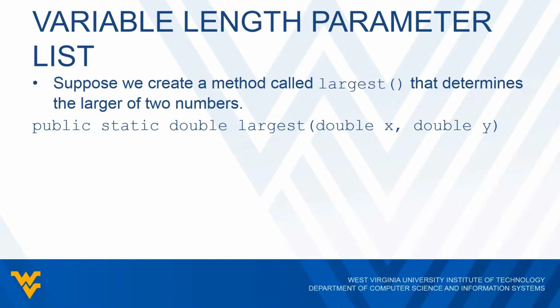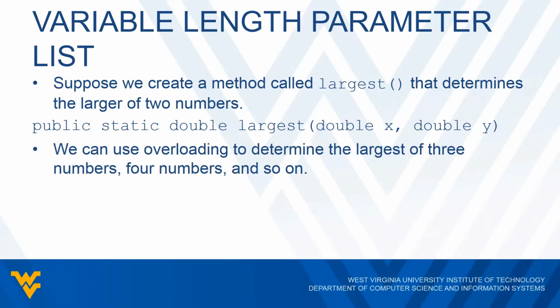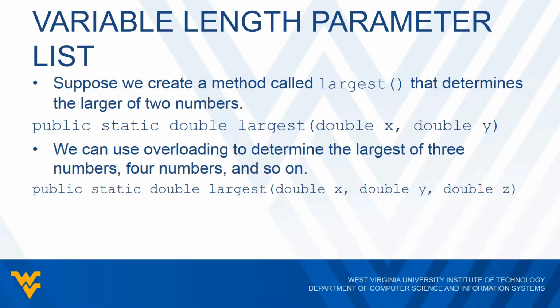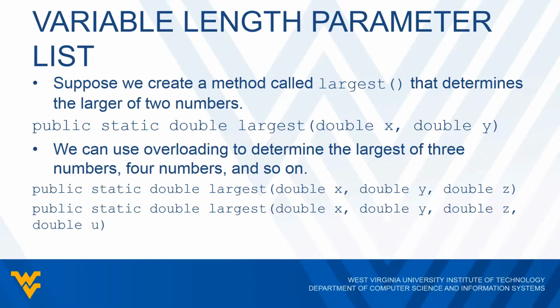And if we wanted to get the largest among more numbers, we can use overloading to take care of that. So we can get the largest of 3 numbers, 4 numbers, and so forth. We can say something like public static double largest, and we can have x, y, and z. We can do 4 of them. So we can do public static double largest, double x, double y, double z, double u. So we can keep overloading our method and put in however many numbers we want to get the largest of.